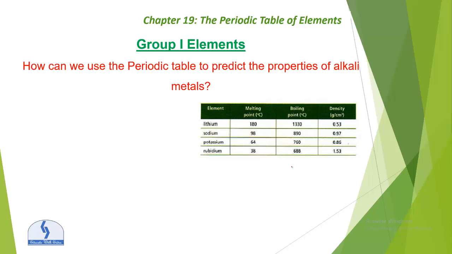This is the chart. We see the melting point decreases down the group, right? So you can see here the melting point decreases down a group. So we can predict the melting point of the next element.